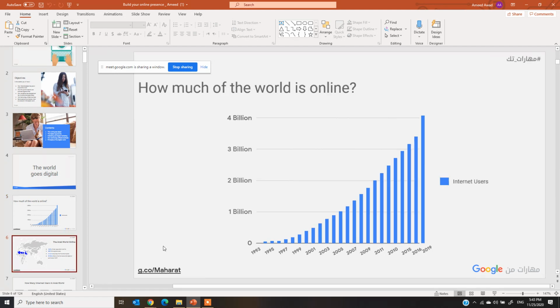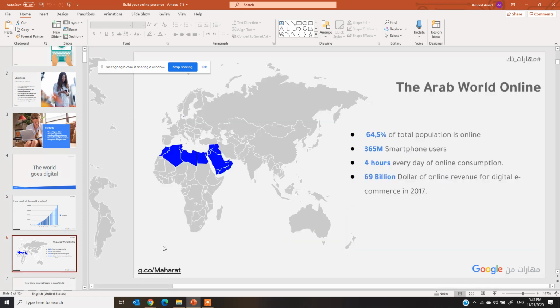Now, let's see, in the Arab world, in the MENA region, in the Middle East and North Africa, we have around 65 total population always going online on a daily basis. We have more than 365 million smart devices. Of course, everyone has a smart device now. These days, sometimes one person can have two smart devices. So it's up to you guys to use however many devices you would like to.